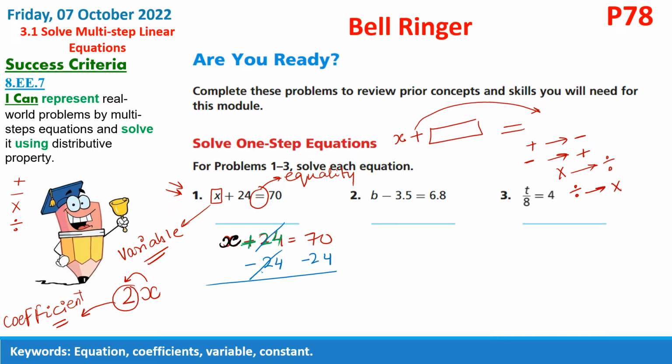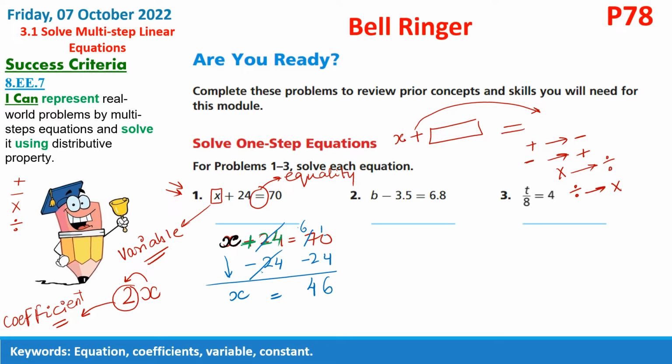Plus 24 minus 24 gives you 0. Bring this x down. 70 minus 24. Look, 4 doesn't go from 0, so you write 10 minus 4 is 6. So over here 6 is left. And 6 minus 2 is 4. So this is your answer.